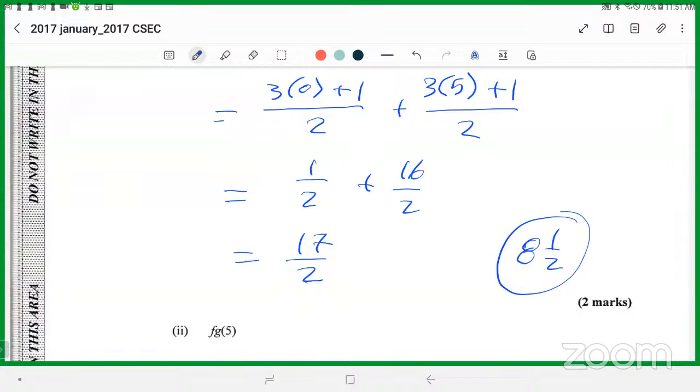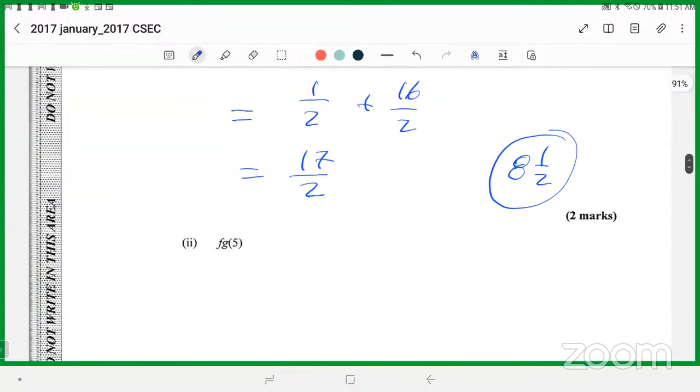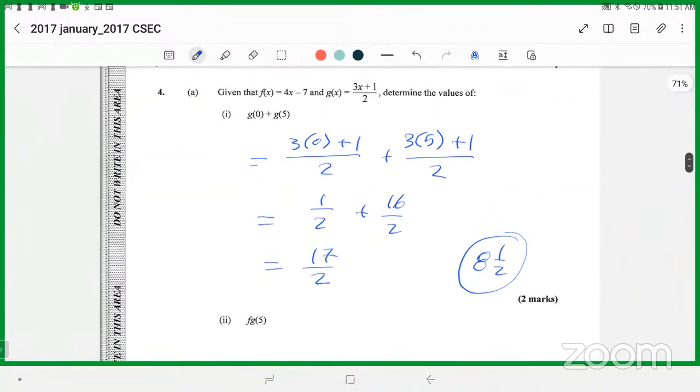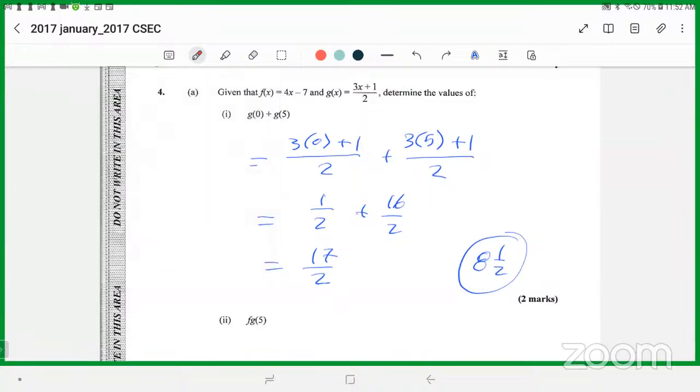All right, next question. I want f of g of 5. So f of g of 5 means I want to put 5 in the g function. But look here, we basically have the g of 5 here already. This is g of 5. It's already equal to this 8. So from up here, we already know that g of 5 is 8. So we don't have to work it out again. So g of 5 is 8.